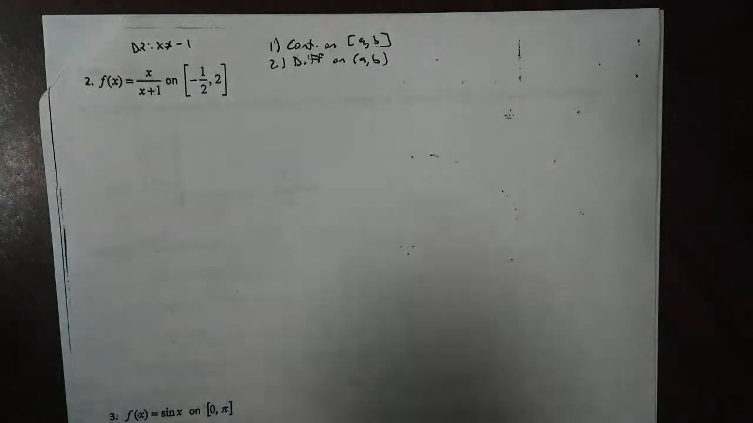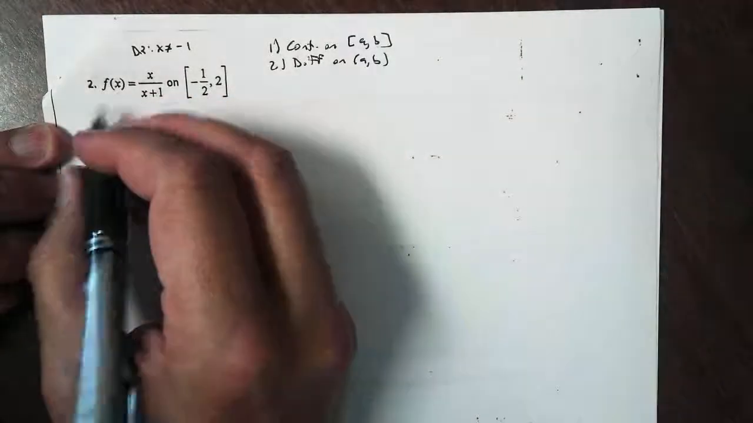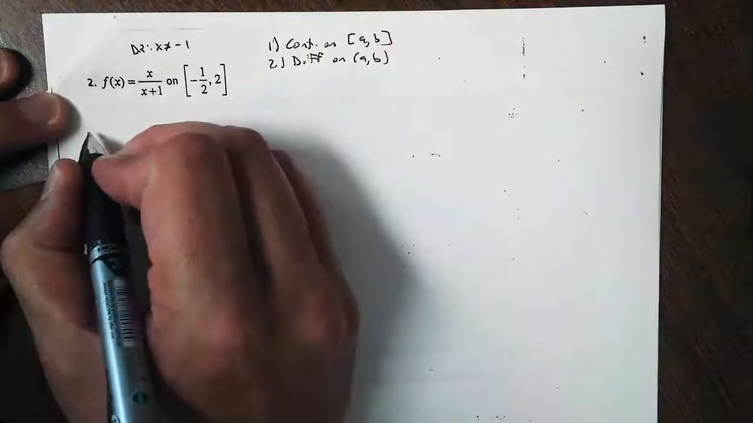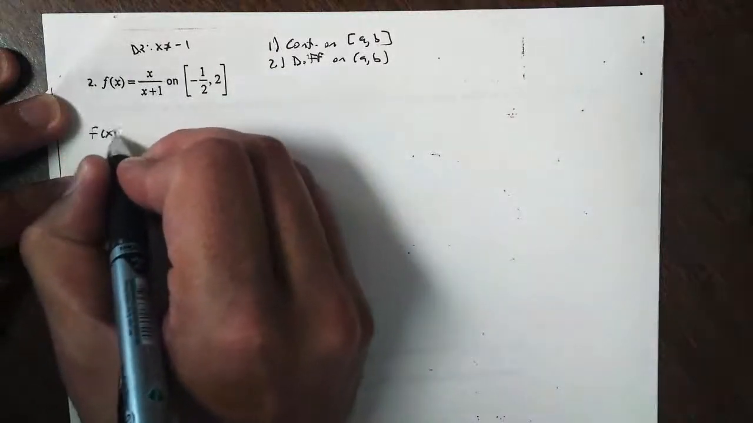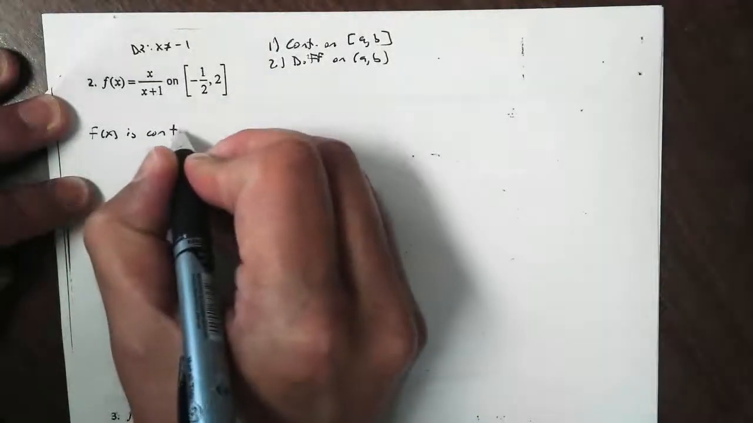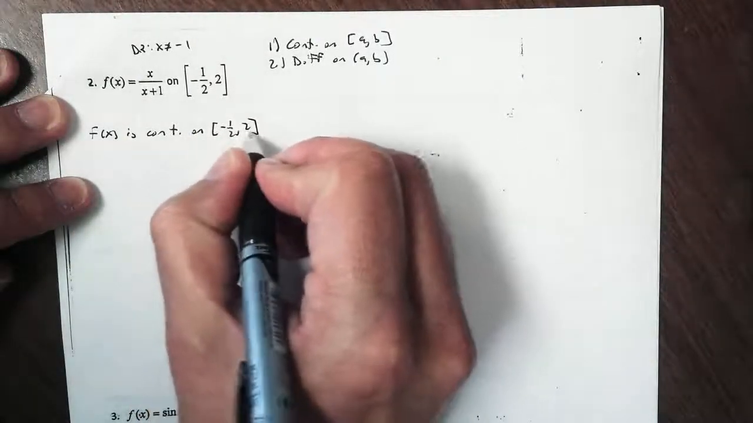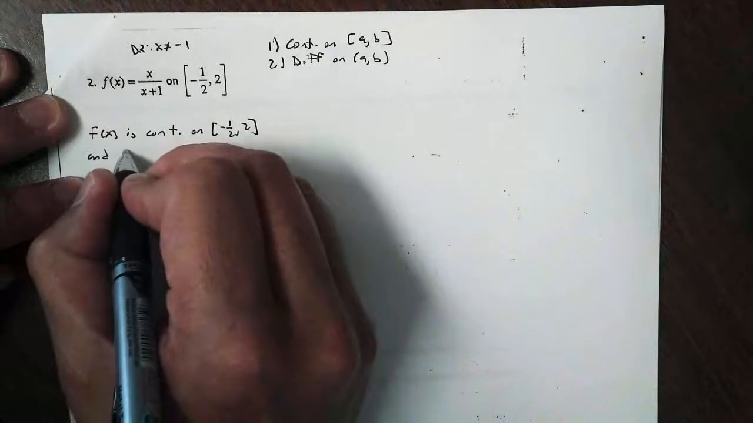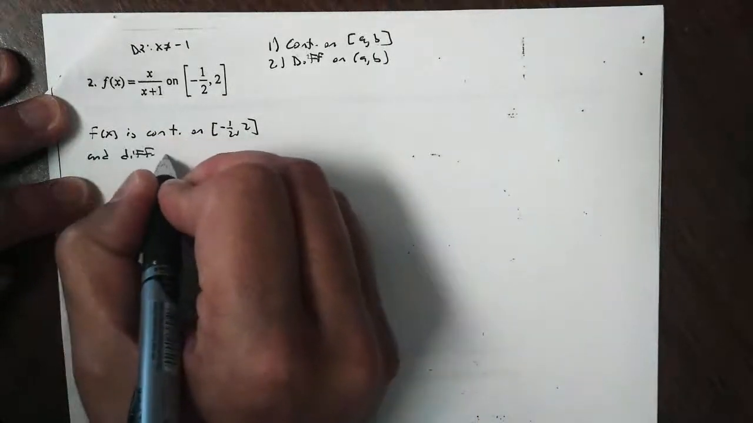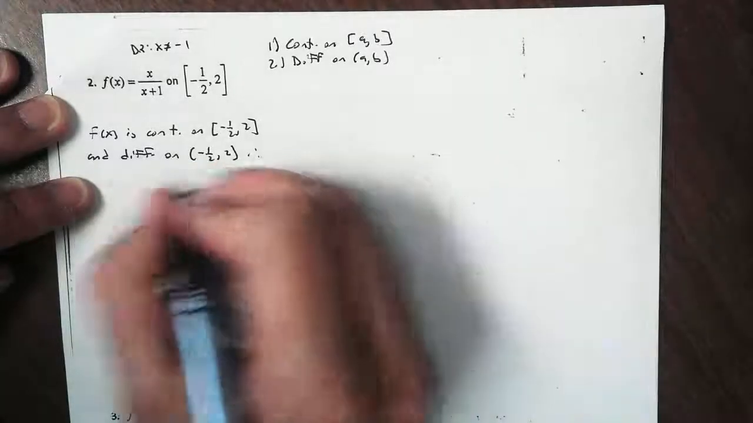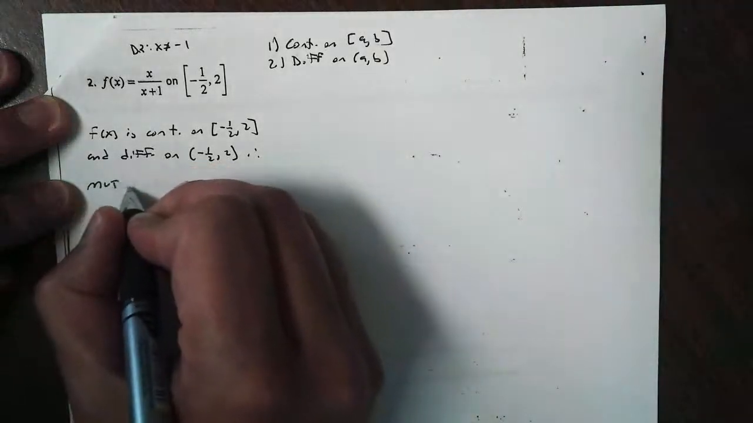So when we're writing this out, we're going to write our sentence. We're going to say that MVT does apply. It's a little bit wordy, so we're going to say the function f of x is continuous on, write out the domain, don't go a, b, and differentiable, and you can abbreviate, on the open interval -1 to 2. Therefore, we can say MVT applies.